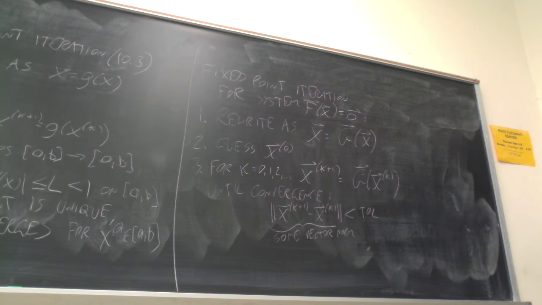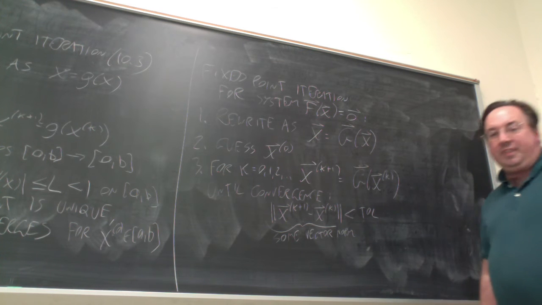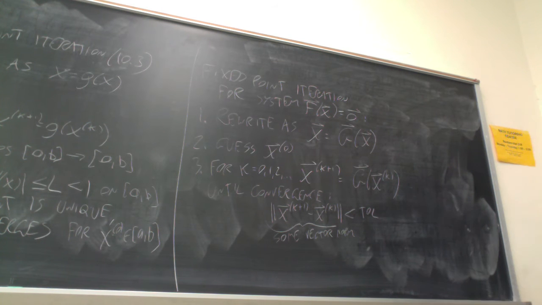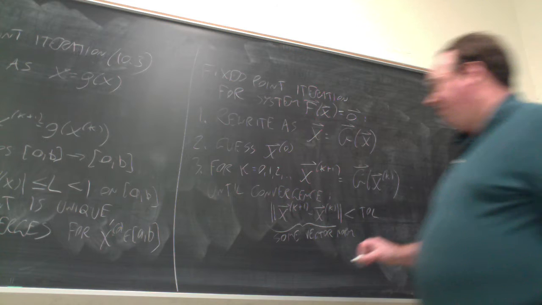So just keep in mind that we're measuring magnitude differently now. It's no longer an absolute value, it's a vector norm. Okay, so this is the method. Now I'll talk about existence.